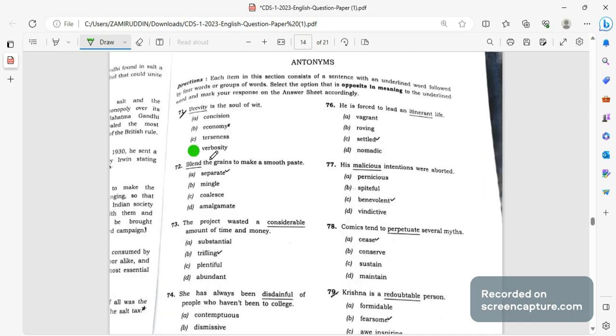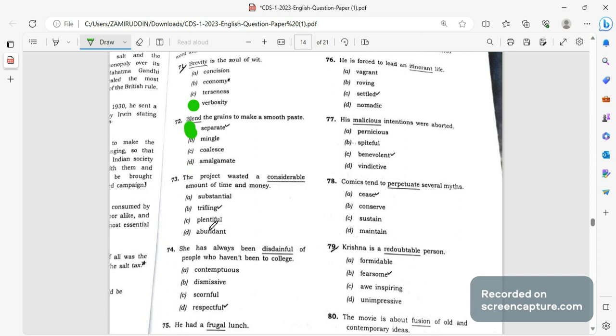Now blend the grains to make a smooth paste. Blend मतलब, blend का मतलब तो होता है एक दूसरे में mix करना. We are mixing them together. Separate will be the right answer for this. Antonym, we are using the antonym of this. Completely opposite words. The project wasted a considerable amount, considerable trifling amount of money and time. So the project wasted a considerable amount of time and money. So उस project में हमने बहुत time waste कर दिया.